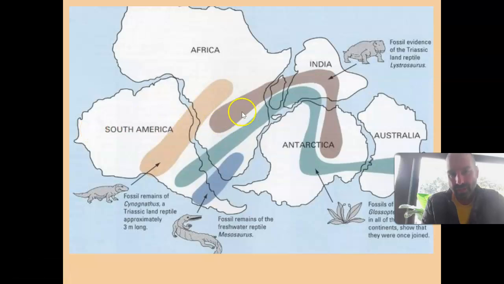And as you can see, we find the same types of fossils in different places. Look at this all the way: the same types of fossils in South America, Africa, India, Madagascar, Antarctica, and Australia. This tells us that at some point our continents were all together. So that's one piece of evidence that we have.